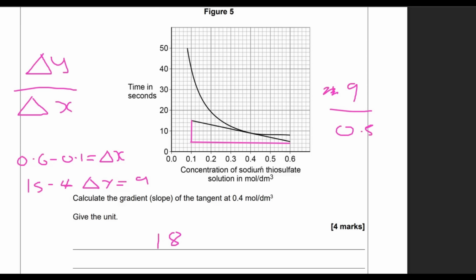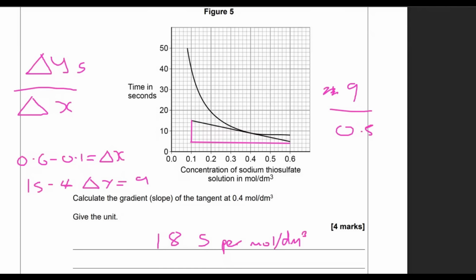And now what is the unit? It wants me to calculate the gradient of the slope, and you just need to think about what I divided by what. So y over x. What are the units for y? That is seconds. And what is the unit for x? Mole per decimeter. So I want seconds per mole per decimeter. Now there are a lot better ways to write that.